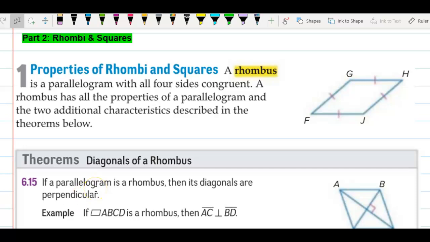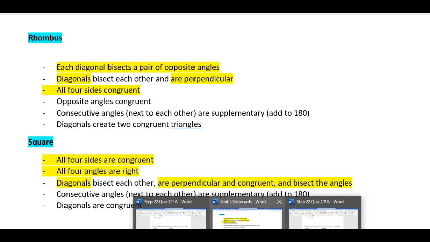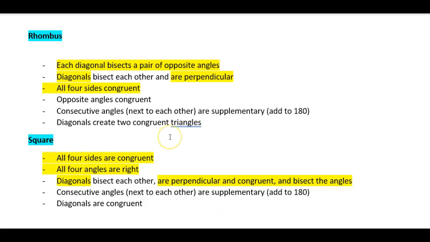In this video, we're going to continue on with the overall theme of parallelograms. Both a rhombus and a square are parallelograms. They have particular properties that make them even more special. So I'm going to pull up the note card so that you guys can write those down.